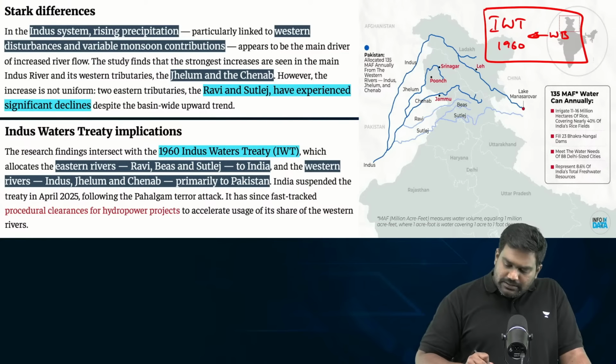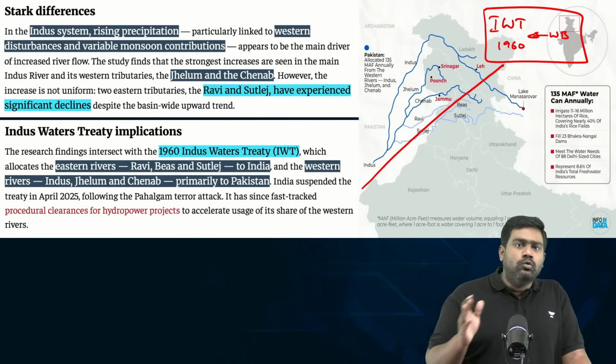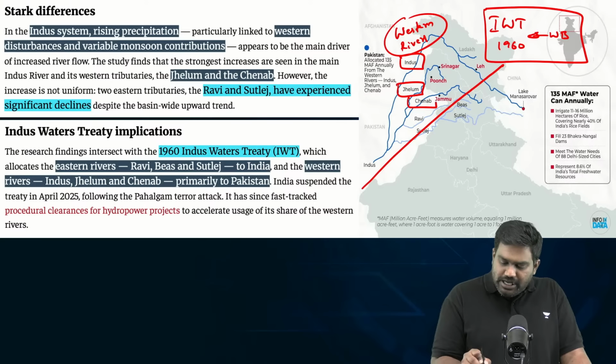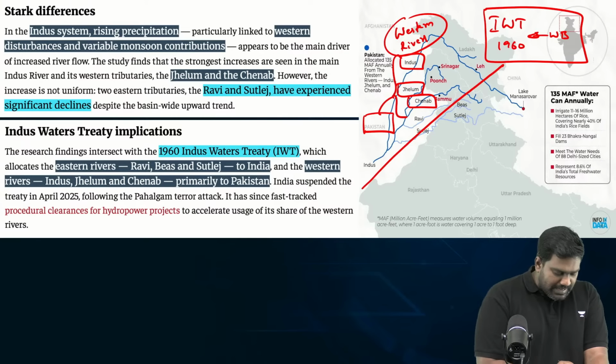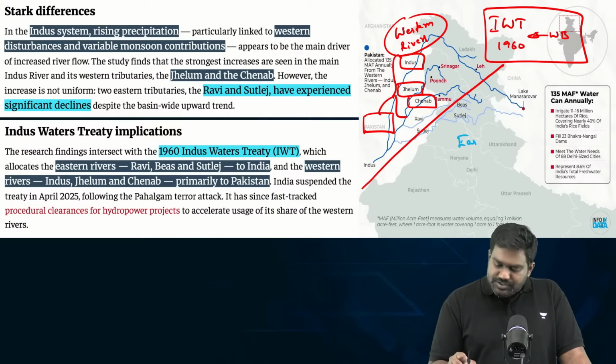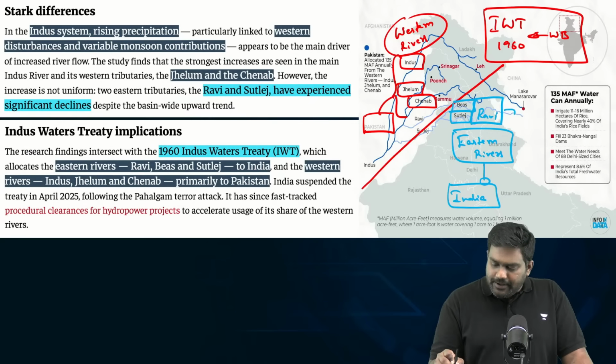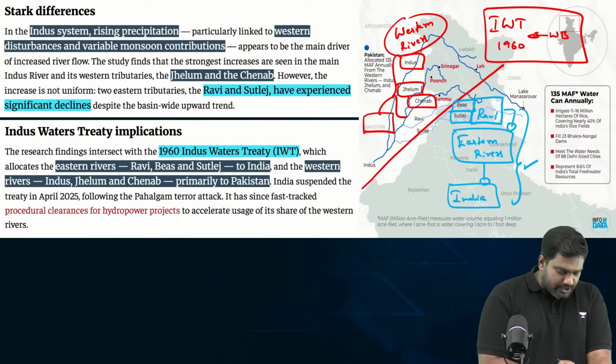So, under the treaty, the Indus Basin is divided clearly into two regions. You have the western rivers on the Pakistani side, consisting of Indus, Jhelum, and Chenab, which are largely assigned to Pakistan. Then we have the eastern rivers on the Indian side, largely allocated to India, which includes Ravi, Beas, and Satluj. The eastern rivers largely allocated to India, and the western rivers largely allocated to Pakistan.